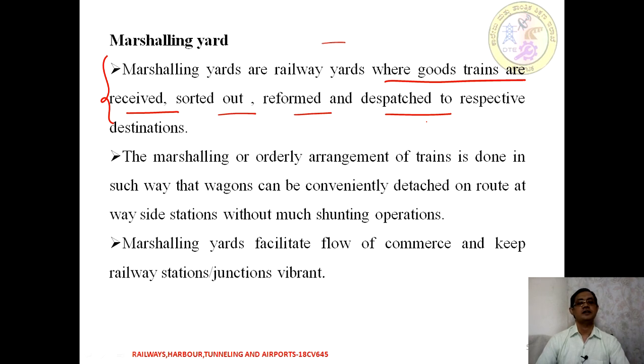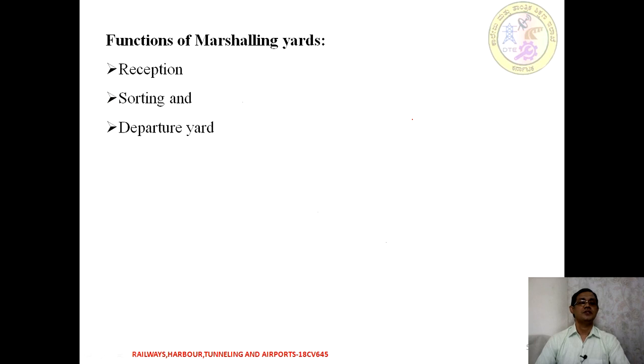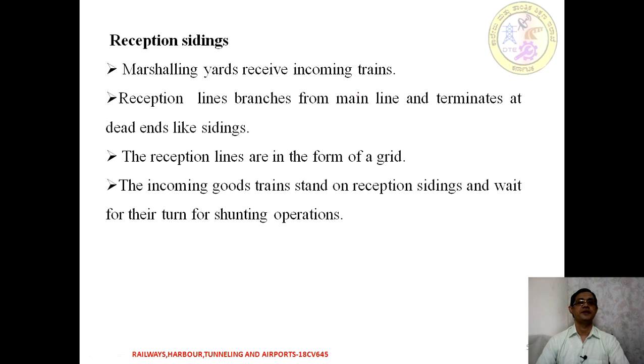The marshalling yard gives an orderly arrangement of a train, done so that the wagons can be conveniently detached along the wayside stations without much shunting operation. That is the purpose of providing the marshalling yard. Apart from that, a marshalling yard facilitates the flow of commerce and keeps the railway station busy and vibrant. The functions of a marshalling yard are dealt with by the reception, sorting and departure yards.